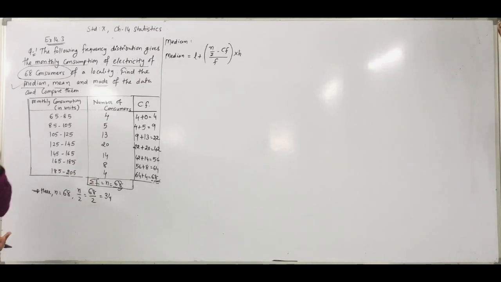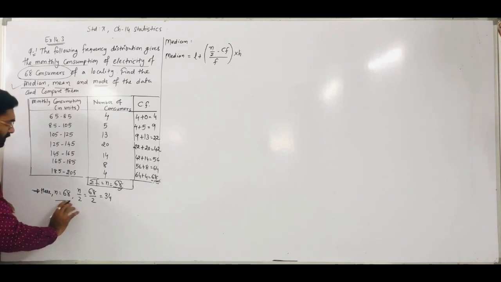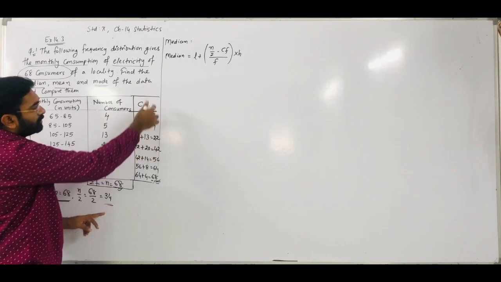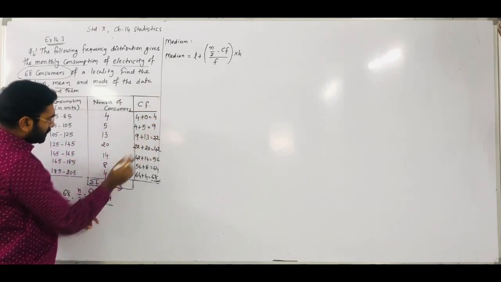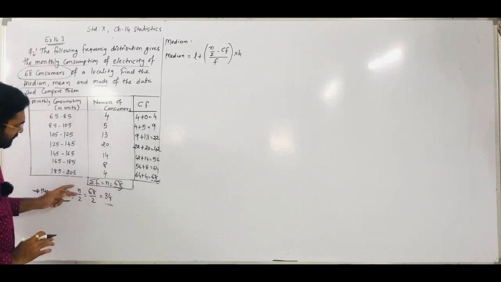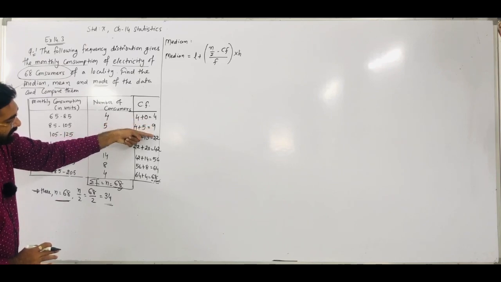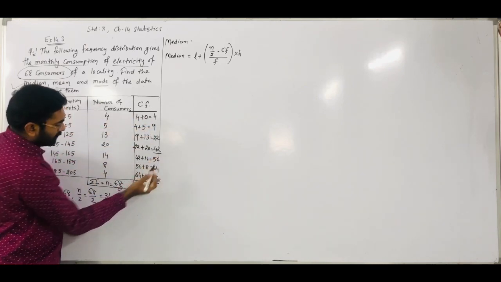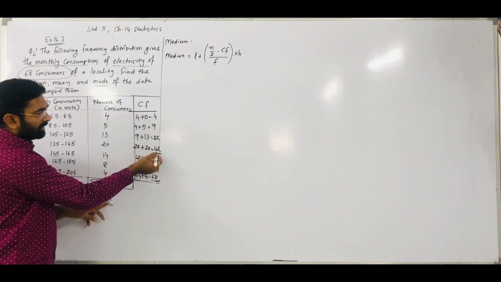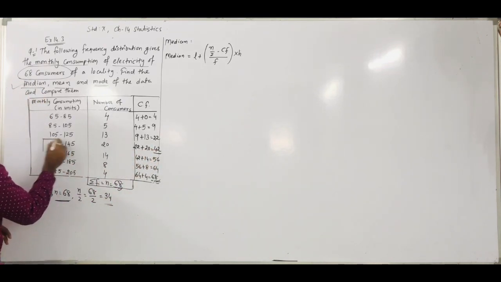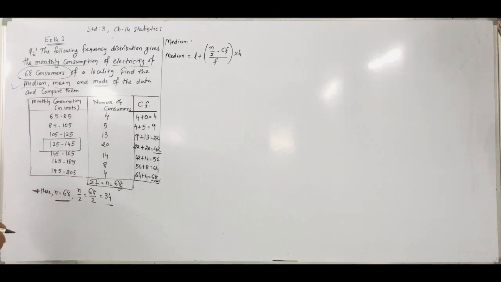Now, our main point is how we can find the median class. As I told you, first of all you have to define n, which is 68. So its n by 2 value is 34. In the cumulative frequency column, you have to go to the just greater value than 34, or you can say the just greater value than n by 2. So observe in the cumulative frequency, what is the just greater value than 34? 42. Because the next value after 34, the just greater value, is 42. So that 42's corresponding class is called the median class.